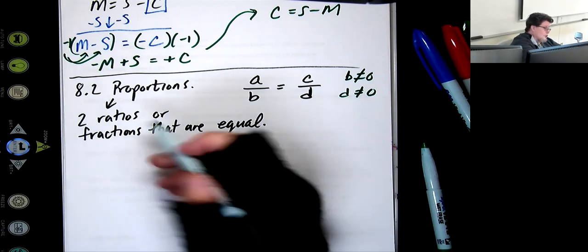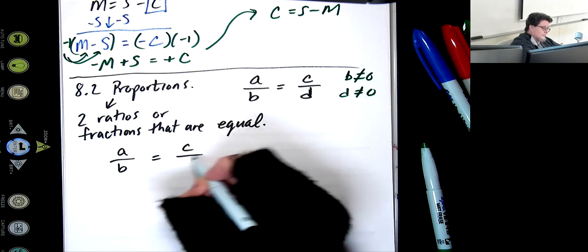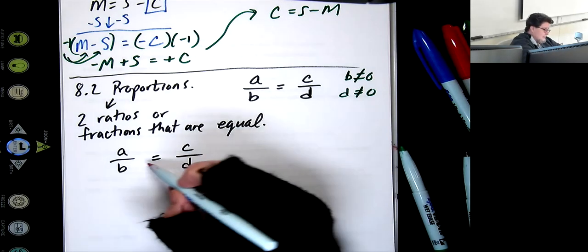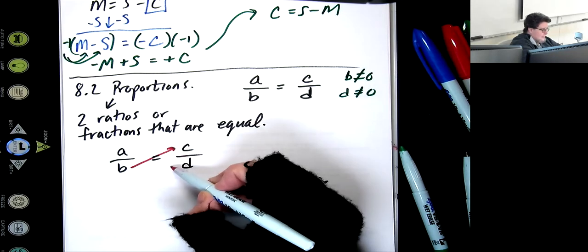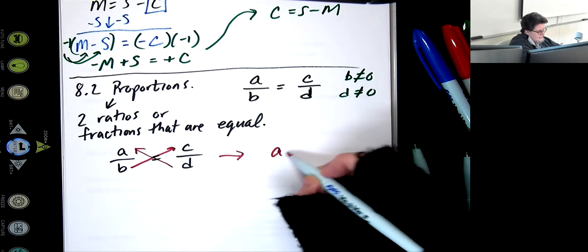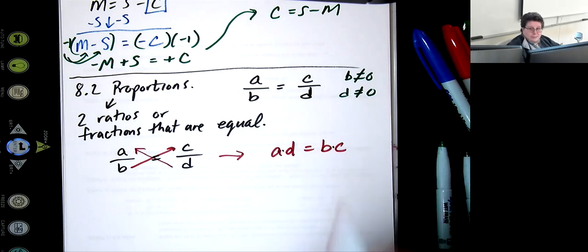Something I'm sure you've all seen at one point or another is cross multiplying. I can take the B and multiply it by the C. I can take the D and multiply it by the A, and I get AD equals BC. A times D equals B times C.